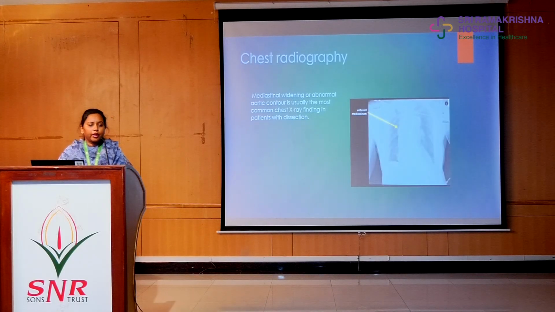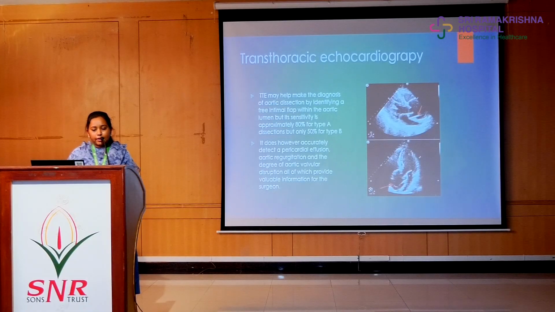In chest radiography, mediastinal widening or abnormal aortic contour is usually the most common finding in the chest X-ray. Bedside echocardiography makes the diagnosis of aortic dissection by identifying a free intimal flap within the aortic lumen, but its sensitivity is approximately 80% for type A dissection, but only 50% for type B.